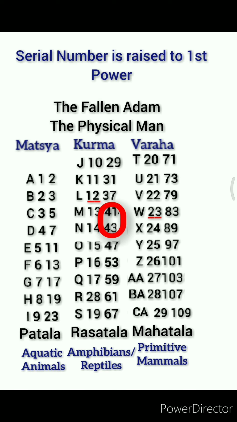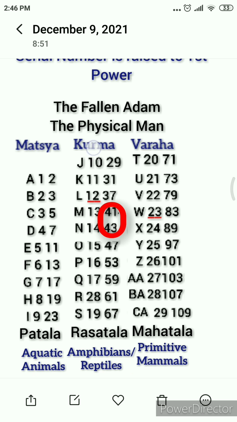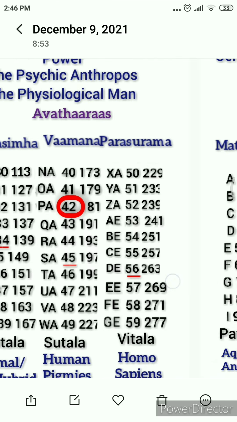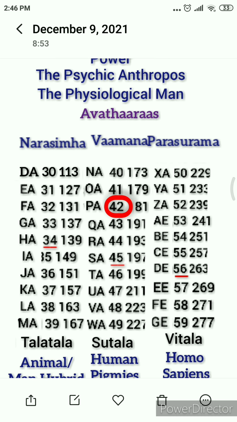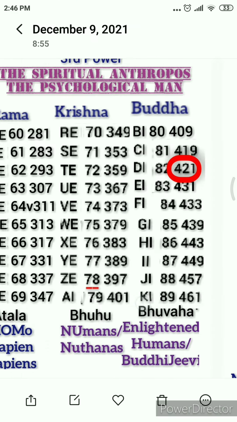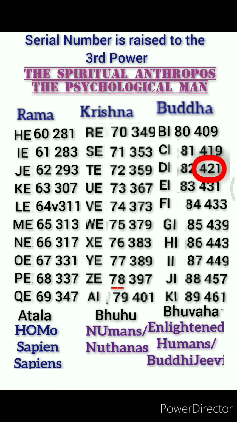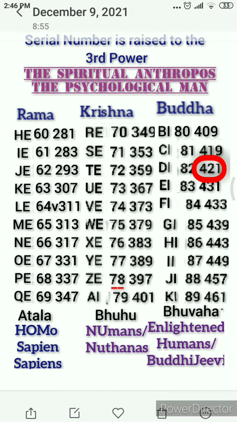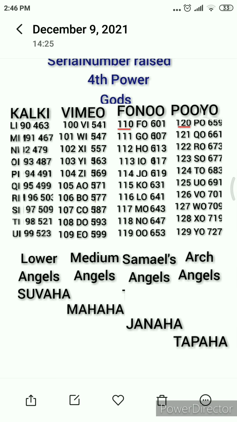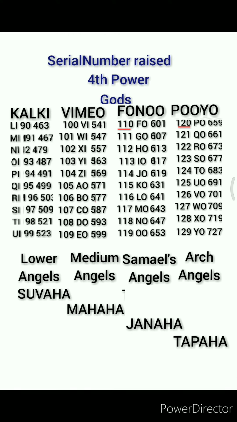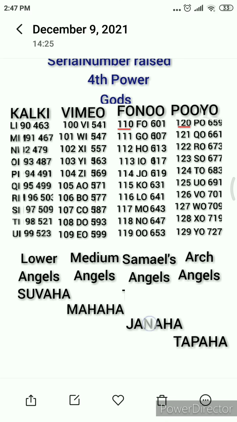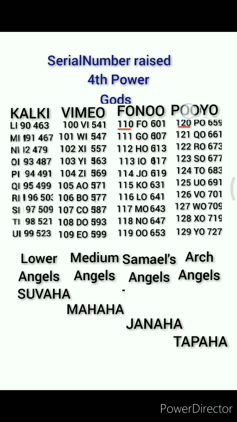The prime numbers list. Matsya is associated with Patala, Kurma with Rasatala, Varaha with Mahatala, Narasimha with Talatala, Vamana with Sutala, Parshurama with Vitala, Rama with Atala, Krishna with Bhu, Buddha with Bhuvah, and of course Kalki with Suvah. Vimeo is associated with Mahah. Fonu is associated with Janah. Puyo is associated with Tapah, and of course above them we have the Brahma.